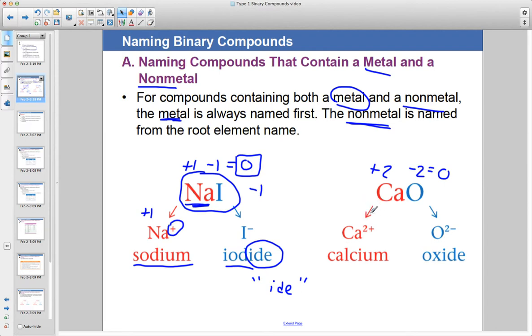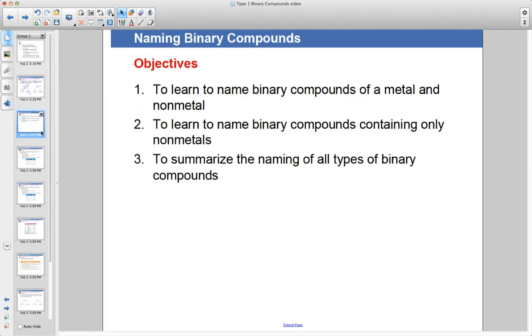So calcium, it gets named first. That's your metal, okay? And then it's not going to be oxygen anymore. You take the root, which is ox, but then you change that ending to an ide. So this comes together to form calcium oxide. Okay, these aren't too bad.